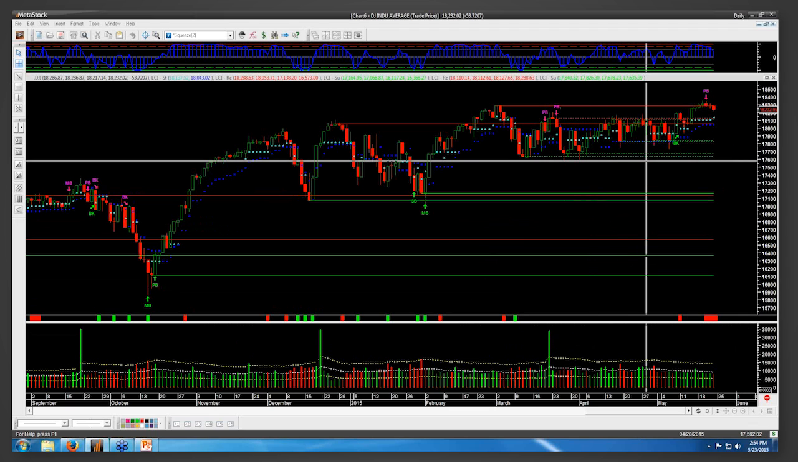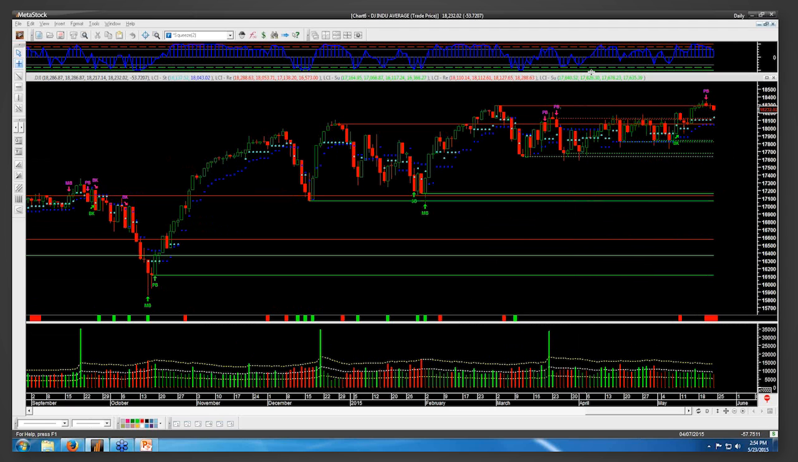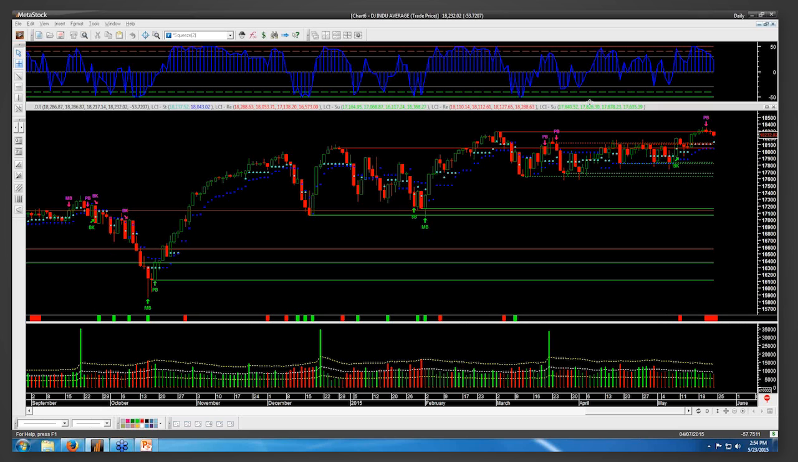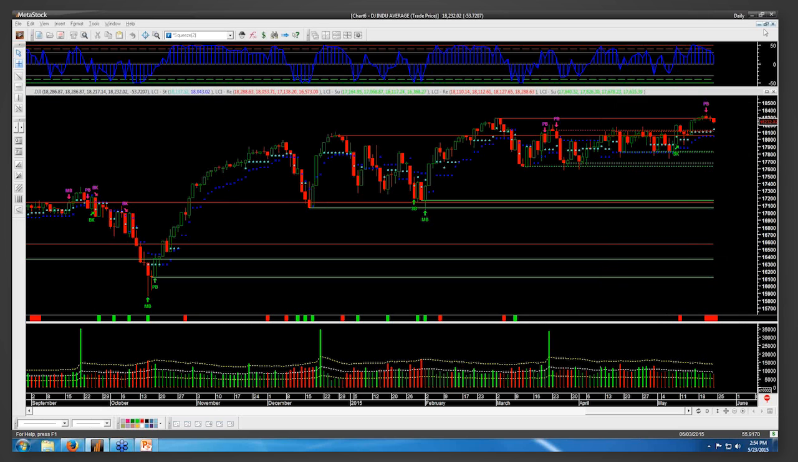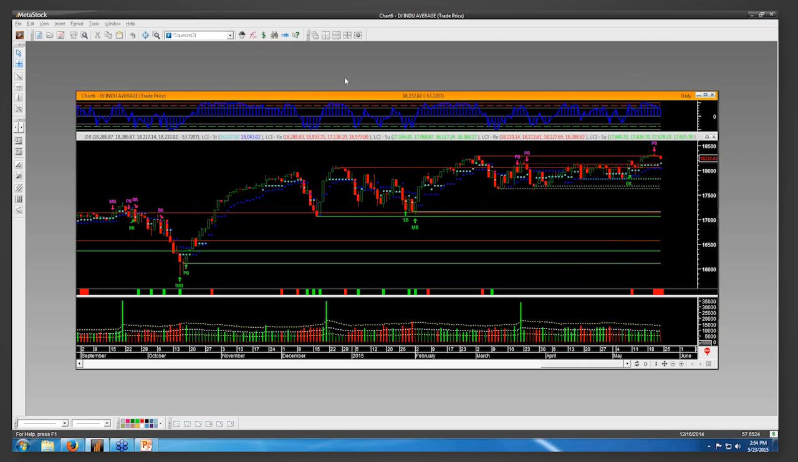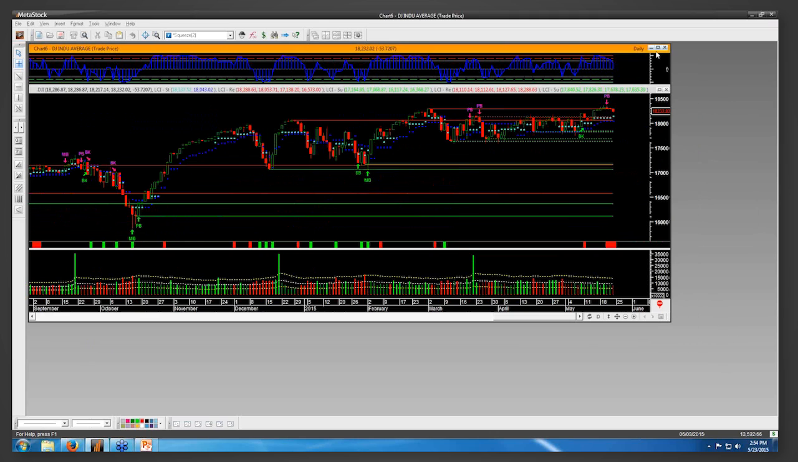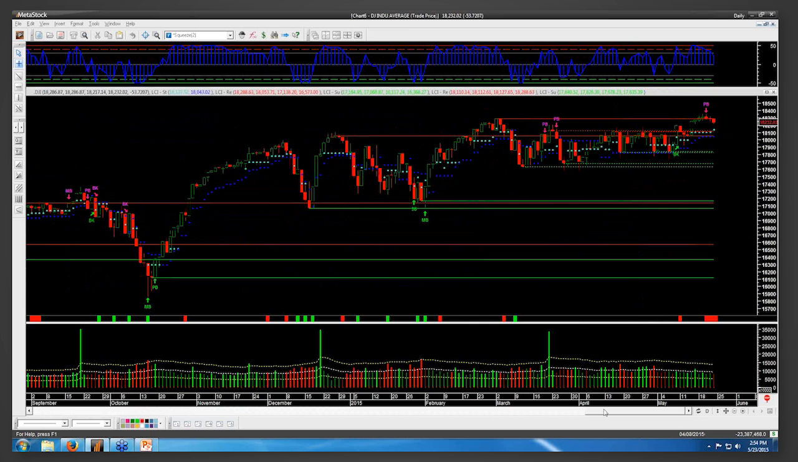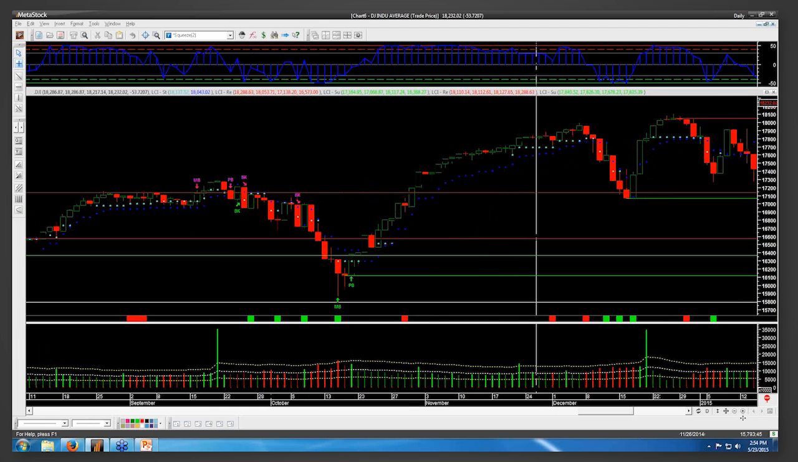Now, because we're moving quickly, let's take a look at some of the other templates that are being utilized. So this is the main template. Now, also let me quickly identify what these blue dots are. Now, these blue dots are an adaptive trailing stop.